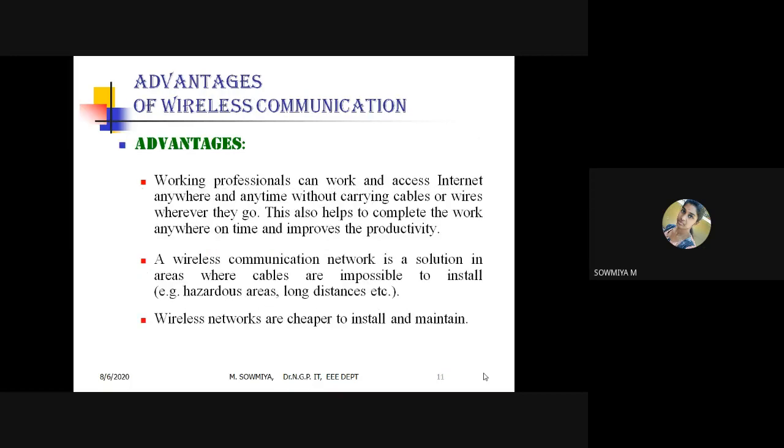Advantages. The advantages are that wireless networks are very cheap to install and maintain. The installation and maintenance cost of wireless communications is really very, very low.